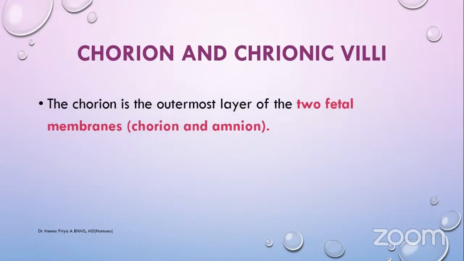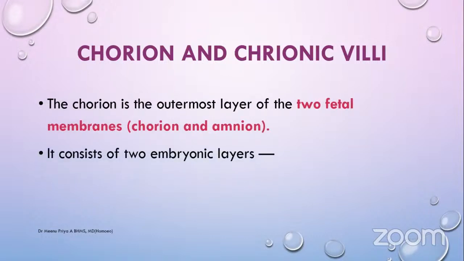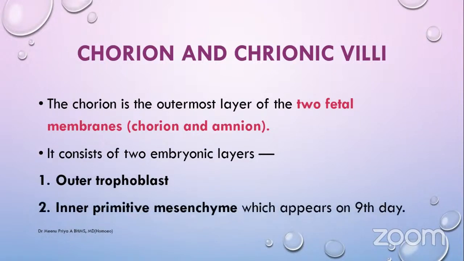So, chorion is the outer layer of the two fetal membranes. So remember, there are two fetal membranes: chorion and amnion. This chorion consists of two embryonic layers: outer trophoblast, again, and inner primitive mesenchyme, which appears on the 9th day. This is important.